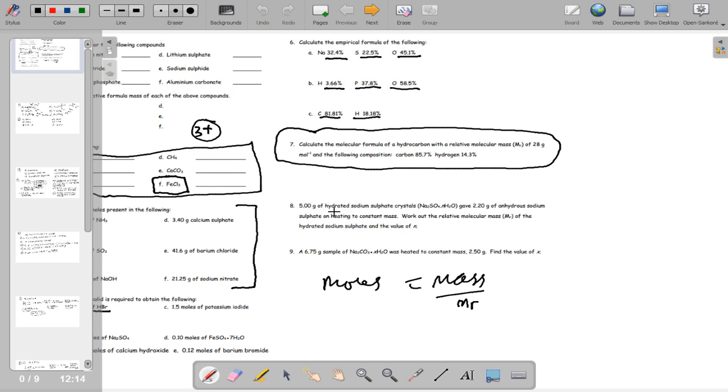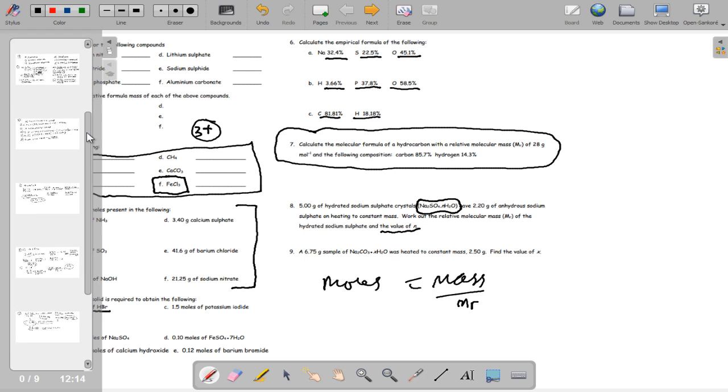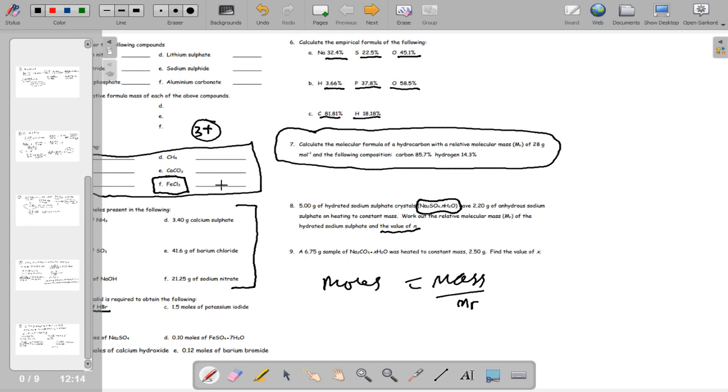And we have 5 grams of hydrated sodium sulfate crystals, which is this formula here. It gives us 2.2 grams of anhydrous sodium sulfate on heating to a constant mass. So we need to work out the relative molecular mass of the hydrated sodium sulfate and the value of N. Really, it should be the value of N first, otherwise you can't work out the relative molecular mass of the hydrated sodium sulfate, but hey. I'll give you a quick pause. Okay, moving on to question 8.